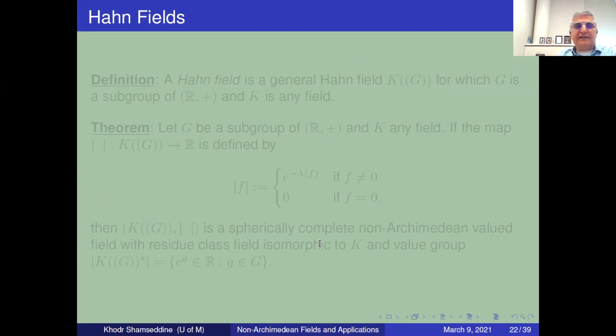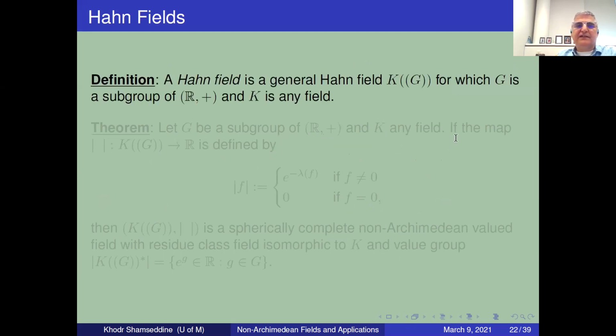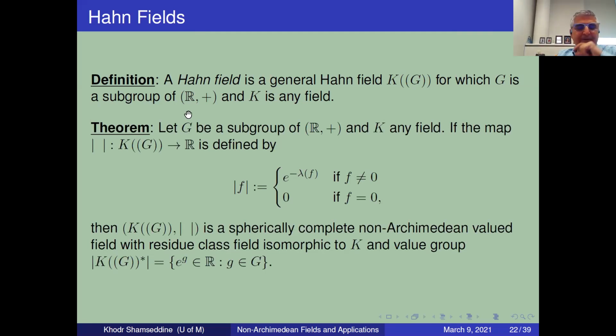Now, a Hahn field is one special general Hahn field for which G is a subgroup of R plus. And in this case, because G is a subgroup of R, we can define a valuation on a Hahn field as follows. The valuation of F is e to the minus lambda of F. Remember, this is the minimum of the support if F is not 0. And we define this to be 0 if F is equal to 0. It's easy to check that this is a non-Archimedean valuation.